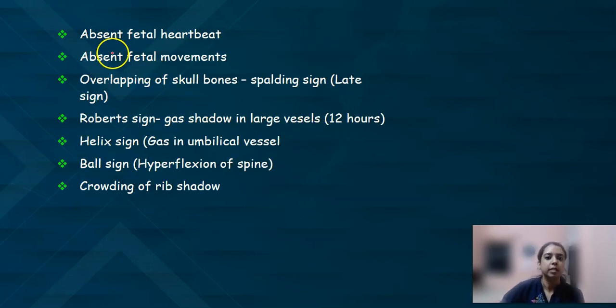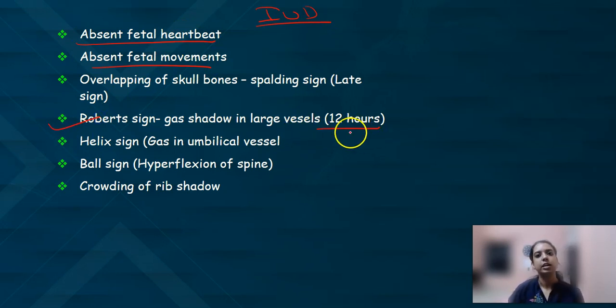So what will you see in case of an IUD baby? Absent fetal heart, absent fetal movements. Then you will see the Robert sign, which is seen in less than 12 hours. Robert sign is the presence of gas in the great vessels and the fetal heart. When the gas is seen in umbilical vessels, it is the Halo sign. Okay. A late sign is overlapping of skull bones.